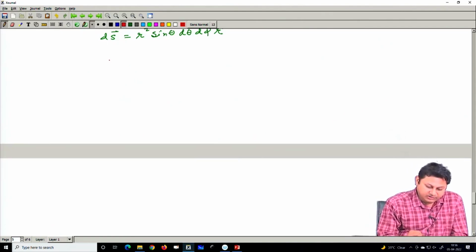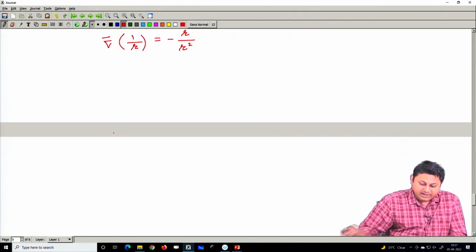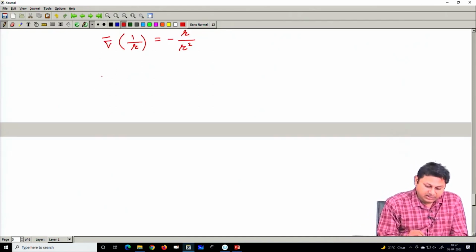Now, if I calculate the gradient of 1 by r, it simply gives me minus of r unit vector over r square. Now, why am I doing this? Because I want to calculate this quantity.